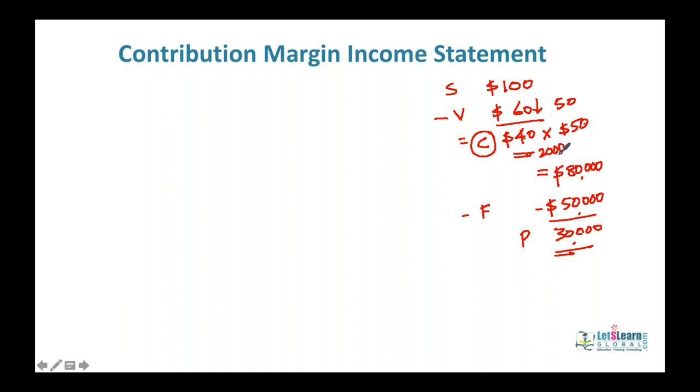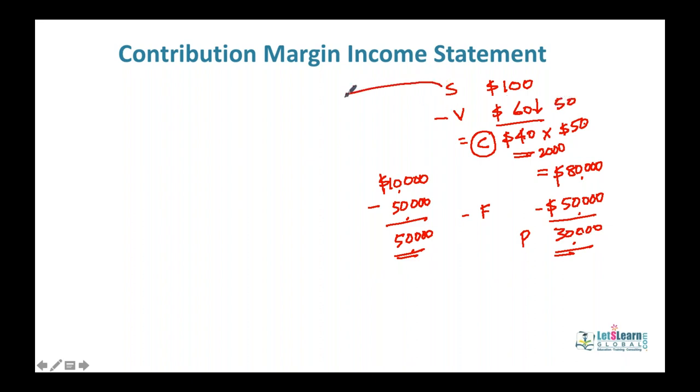You sold the same 2000 units and your revised contribution is going to be $100,000. Your fixed cost remains the same, $50,000. So your profit will increase to $50,000 because you saved some amount here.